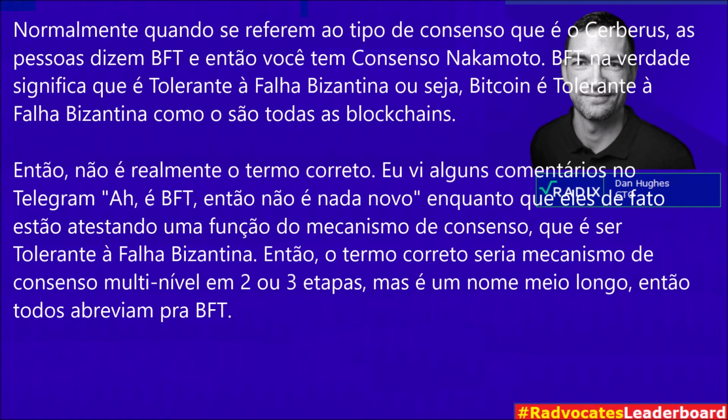Usually, when referring to the kind of consensus mechanism that Cerberus is, people say BFT, and then you've got Nakamoto consensus. BFT actually means Byzantine fault tolerant. And Bitcoin is Byzantine fault tolerant, as are all of the blockchains. So it's not really the correct term. I've seen some comments on Telegram where people said, "Oh, it's BFT, so it's nothing new." It's blah, blah. And it's like, well, actually, you're just stating a function of the consensus mechanism, which is that it's Byzantine fault tolerant.